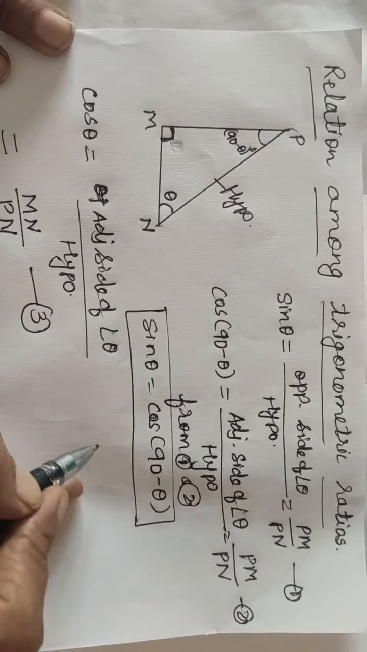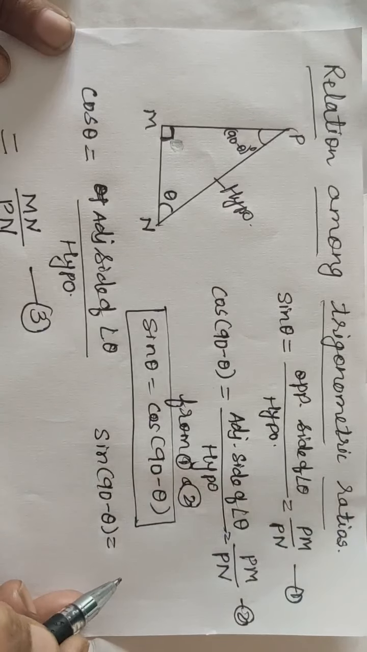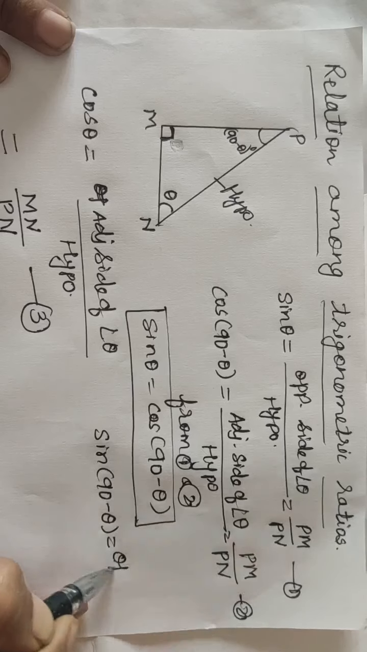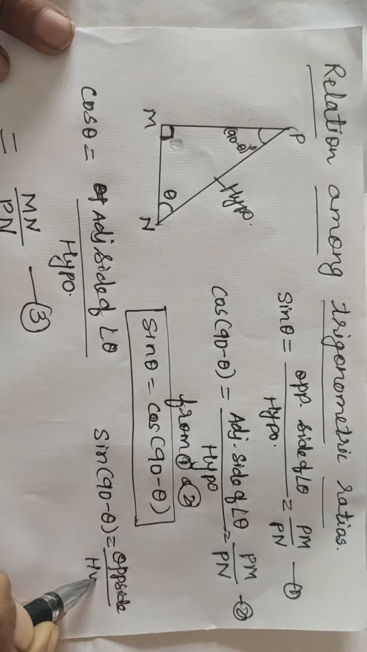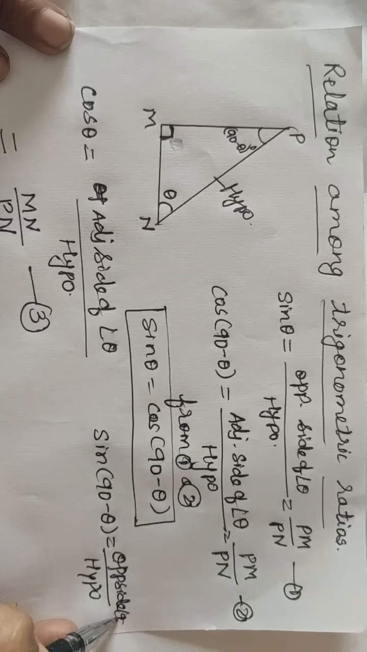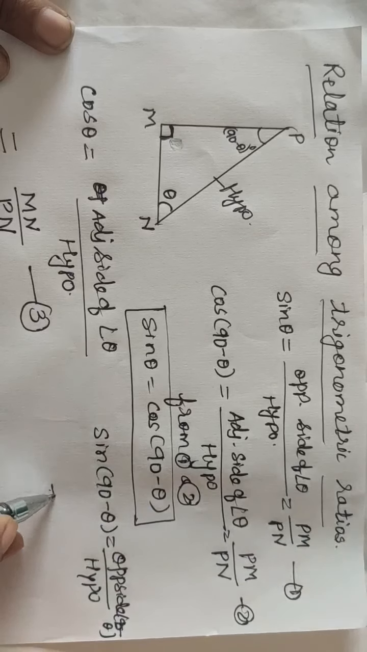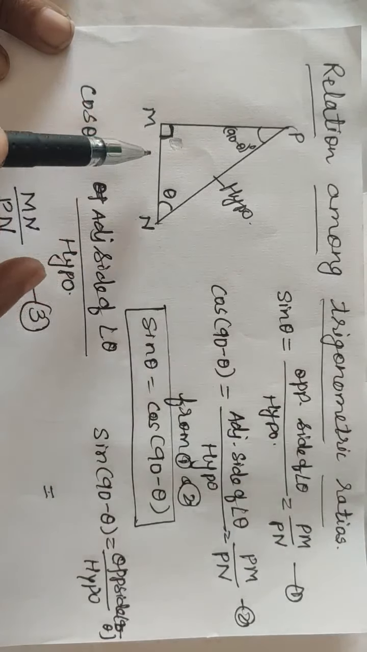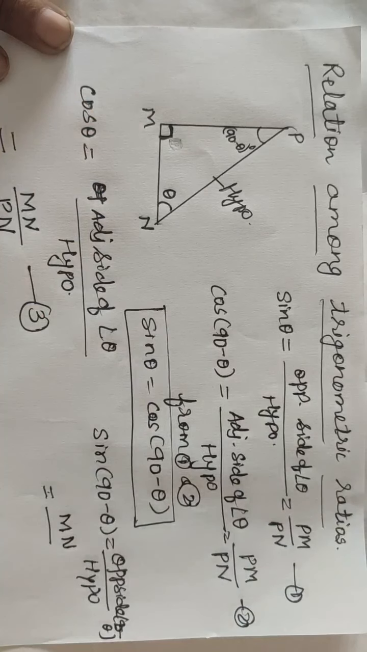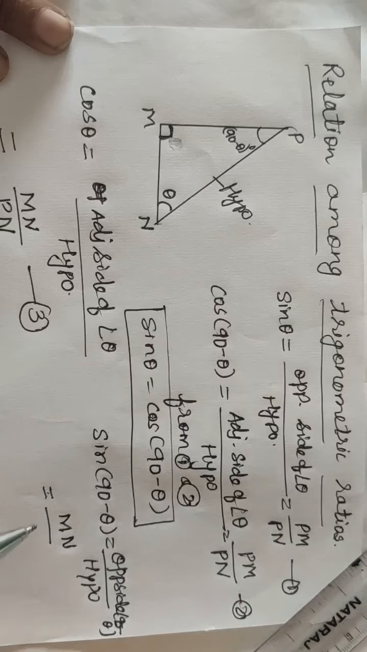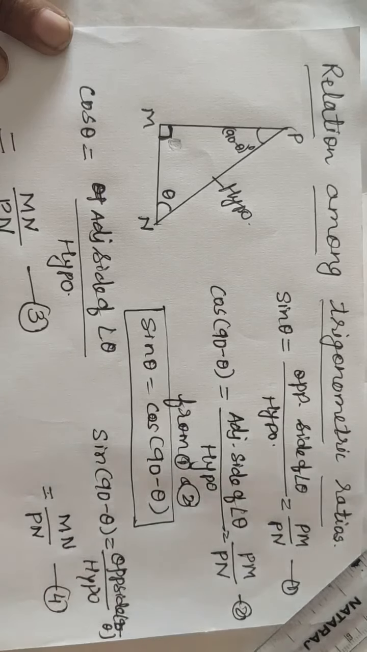Now let's find out sin of 90 minus theta. Again, you know what is the ratio of sine: opposite side by hypotenuse. Opposite side of which angle are we taking now? 90 minus theta. Here is the opposite side of 90 minus theta. What is its opposite side? You can see MN upon hypotenuse. Here the hypotenuse is PN. So give it number 4.